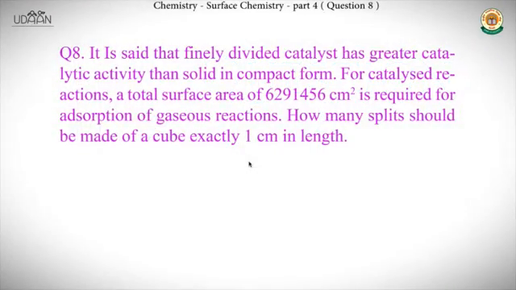Okay, so let's solve this question. As we already know, the finely divided catalyst is more efficient. In this problem, we are given that for catalyzed action, a total surface area of 6291456 centimeter square is required for absorption of gases. So we have to find the number of splits in which a cube should be cut to get exactly 1 centimeter in length.